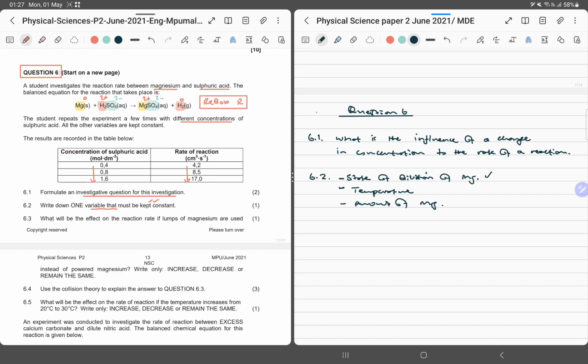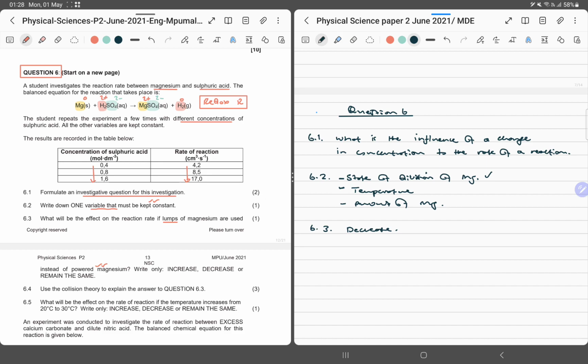What will be the effect on the reaction rate if lumps of magnesium are used instead of powdered? That is the state of division. Write only increase, decrease, or remain the same. Obviously, if we use lumps instead of powder, lumps have a smaller surface area than powder, so the reaction rate will decrease. So 6.3 we will just write decrease.